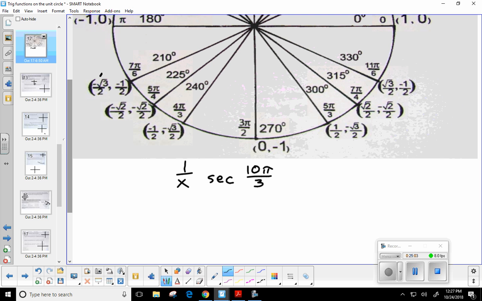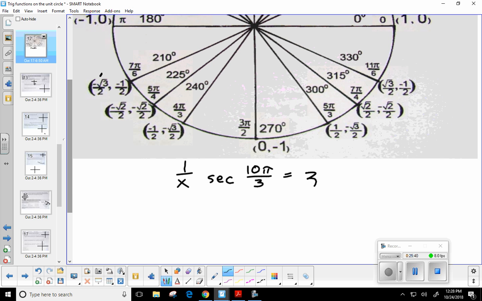But 10 pi over 3, this isn't one of the ones that is directly on your unit circle, so we're talking about a coterminal angle. It's going to stop at one of these 16 locations. That's the trick, finding out which one. Now, if it's an improper fraction like this, what was my suggestion? Rewrite it as a mixed number, right? What would 10/3 be as a mixed number?